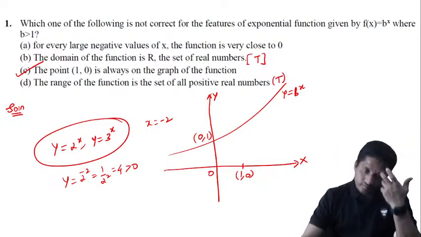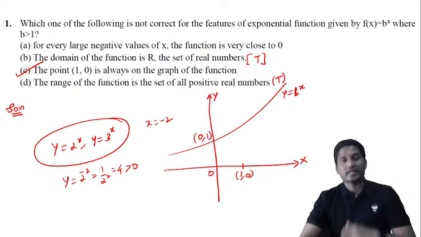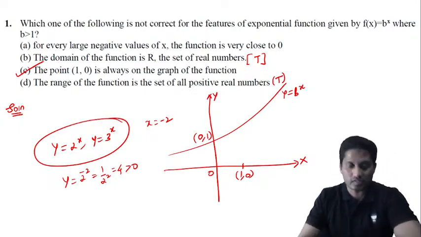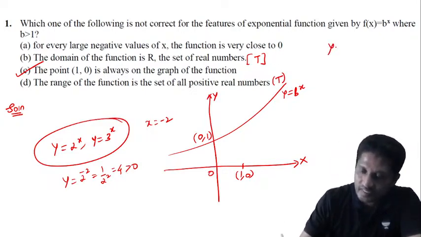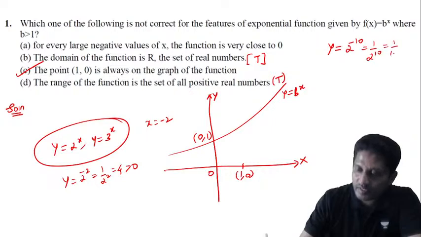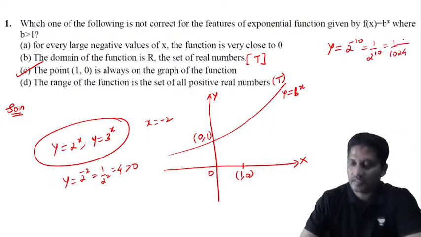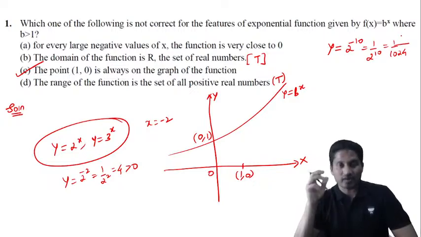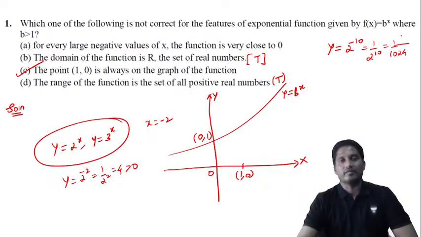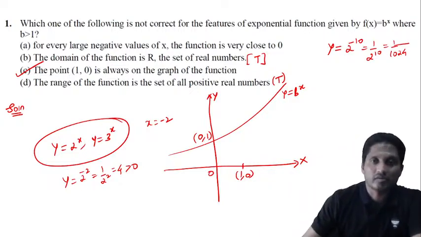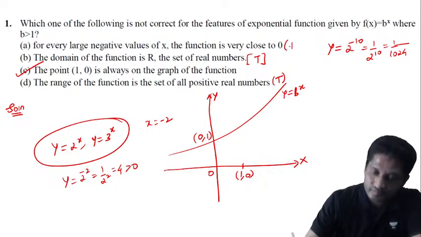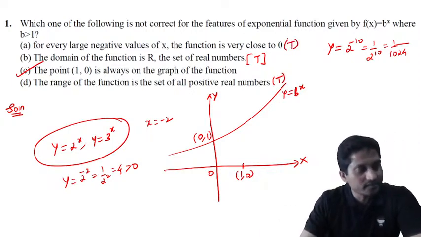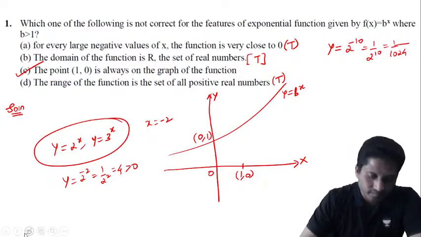Now let's take the first option: for every large negative value of x, the function is very close to 0. That's correct. Because if I take a large negative value, let's say 2 power minus 10, you get 1 by 2 power 10, which is equal to 1 divided by 1024. So as you increase the large negative value of x, the 1 by something will decrease. So this is also true. The answer should be option C, guys. Let's move to the next question.